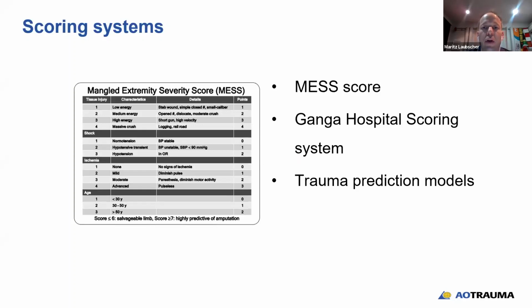Unfortunately, the MESS score is not that helpful because the MESS score really only predicts short-term survival of the limb. So in other words, will the limb survive the initial vascular insult in a mangled extremity? It does not include predicting successful reconstruction of the limb, getting the fractures to unite, and so forth. That's why of all the prediction systems, the Ganga Hospital scoring system to me is the most useful. We'll have a chat about that now.